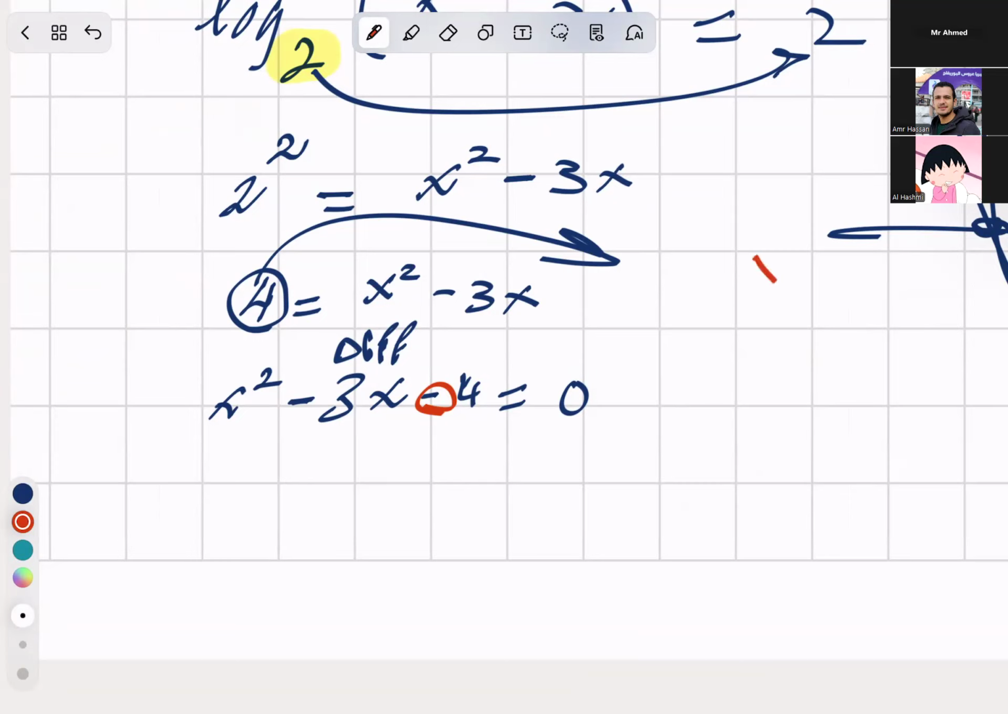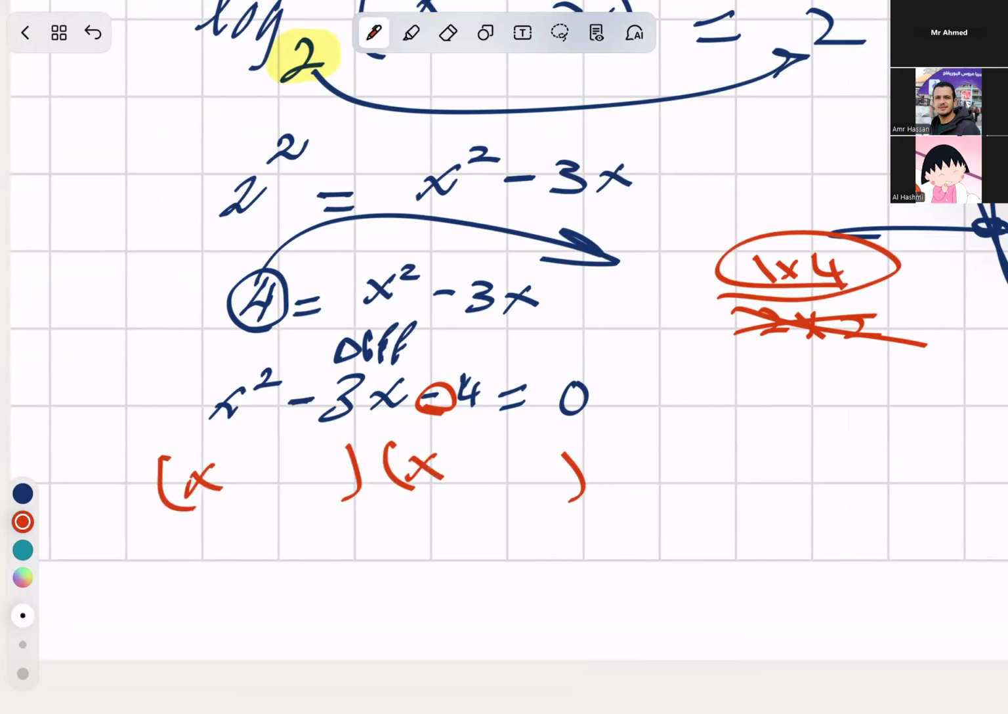So definitely we have 1 times 4, and we have 2 times 2. The reason why I cancelled 2 times 2 is because it doesn't work: the difference between them is 0, and I'm looking for two factors whose difference is 3, right? So I'm looking for 1 and 4. What I want to do is just open up two brackets. It's going to be x and x, and here we have 4 and 1.